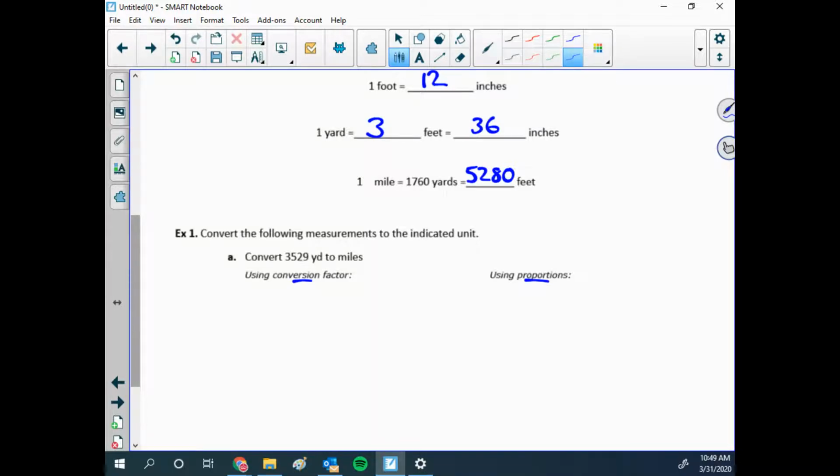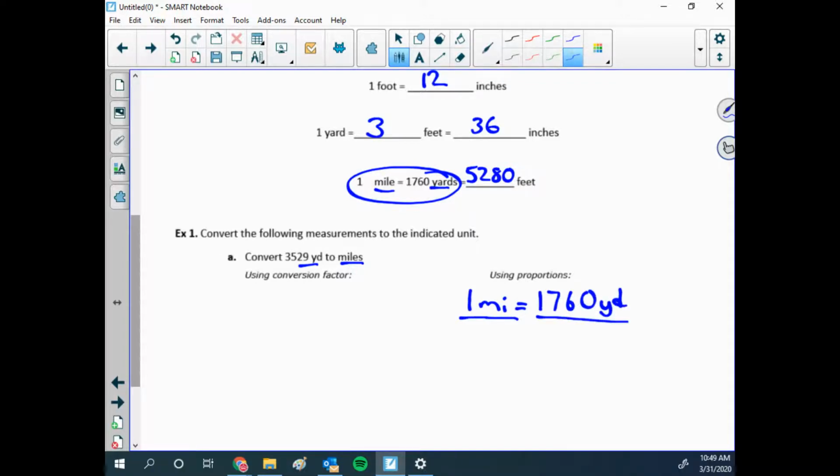So this question is asking me to convert 3,529 yards to miles. So how many miles is that? Well, let's start off by using a proportion, because it's something we should be fairly familiar with. What I'm trying to do is convert from yards to miles. So I need to find a conversion factor that has both of those units in it. Well, here's miles and here's yards. So I will literally just write that down. So 1 mile is equal to 1,760 yards.